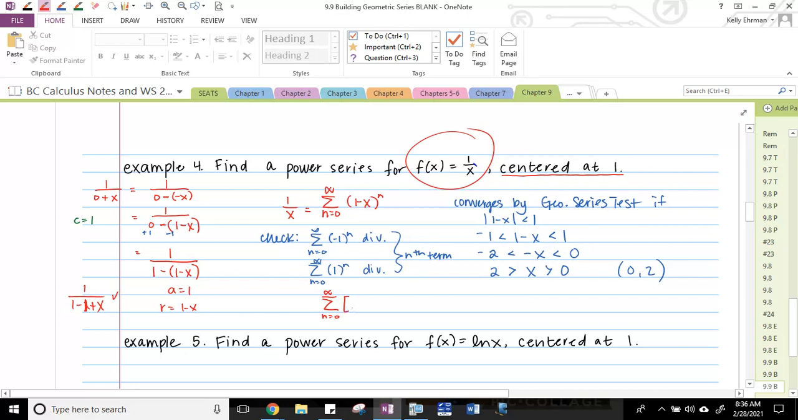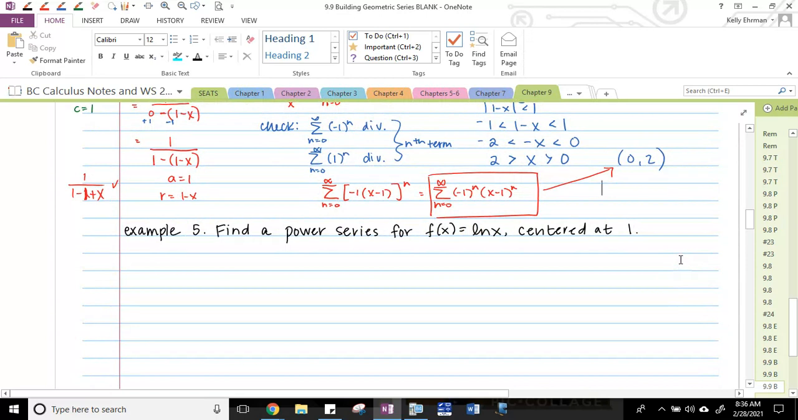If I were to factor out a negative 1 from 1 minus x, I'd have, still in brackets, all of this still to the n, negative 1 times x minus 1, all of that to the n. And then I can simplify that to say, well, that's the same as negative 1 to the n times x minus 1 to the n. That's a better form for our power series. I would say that interval of convergence.